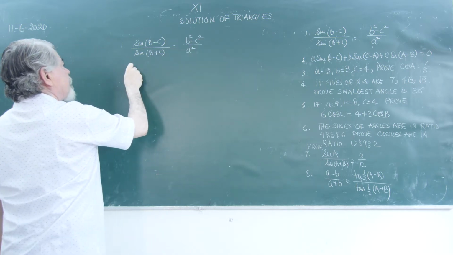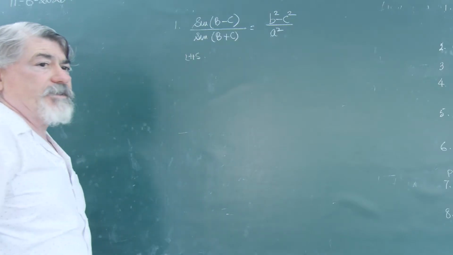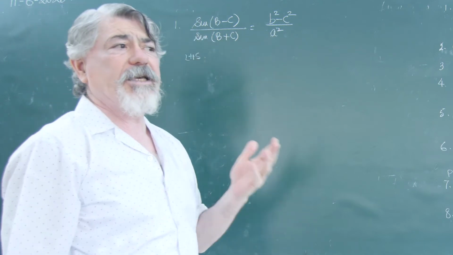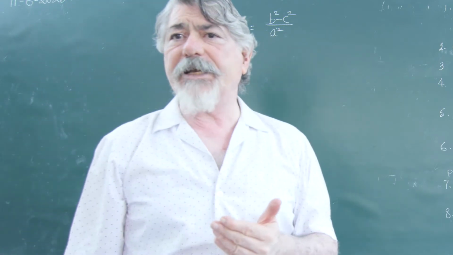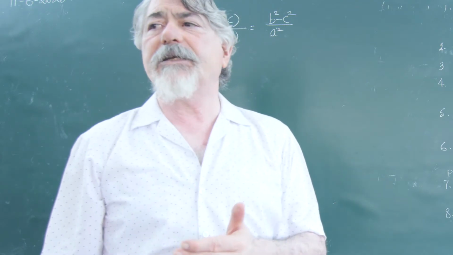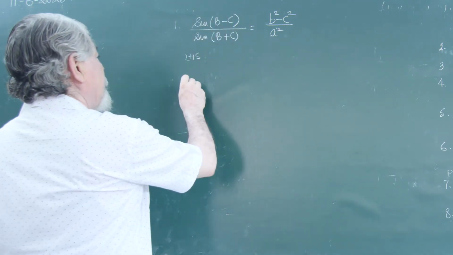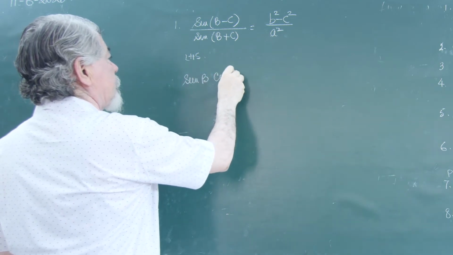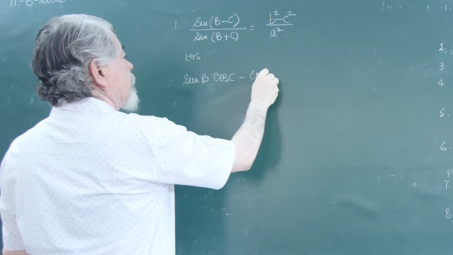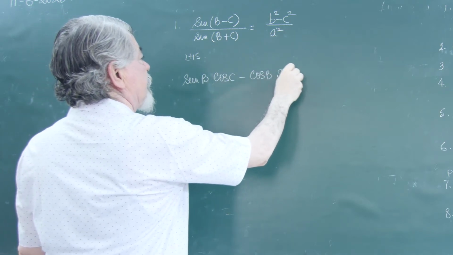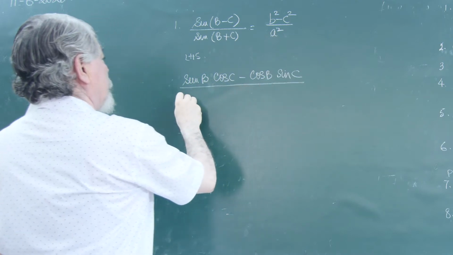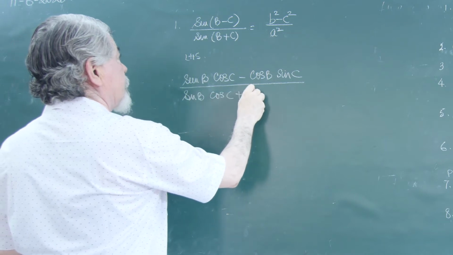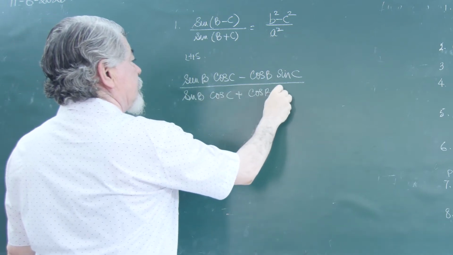I'm starting from the left hand side. I'll apply the formula for sine (a minus b), which is sine a cos b minus cos a sine b. So here it will be sine b cos c minus cos b sine c, upon sine b cos c plus cos b sine c.